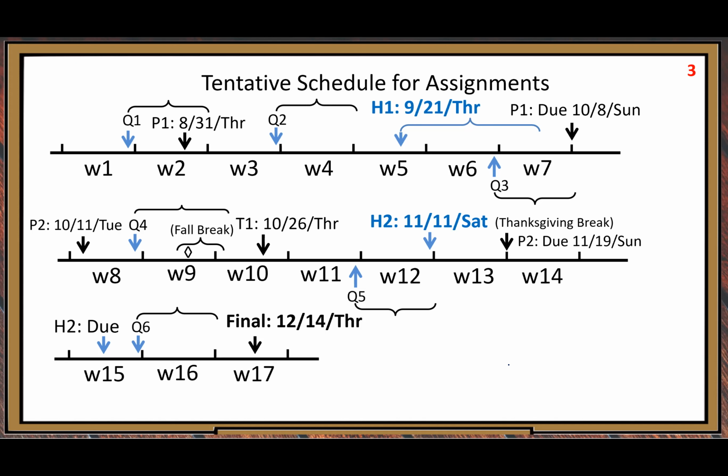But if you need more time, just let me know. I will try my best. But usually the 1 day grace period should be enough for most of you. In case you have some other important assignment you need to complete at that time, you can use that 1 day grace period.